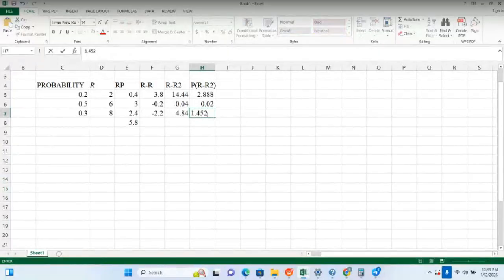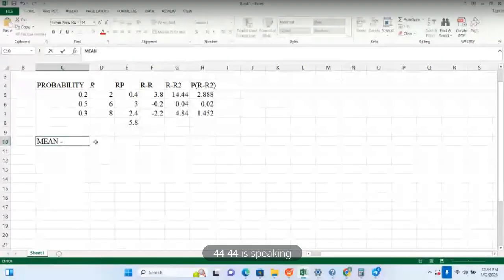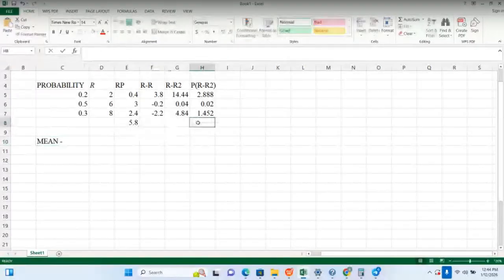So if we add the three together, they will give us our variance: 2.888, 0.02, 1.452. What do we have? Add the three together, so that will be our variance. The answer is 4.36. So our variance is 4.36.